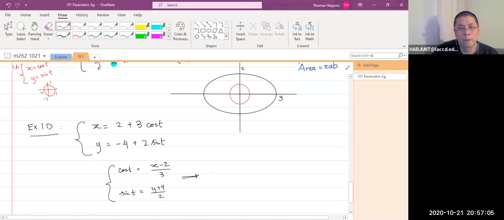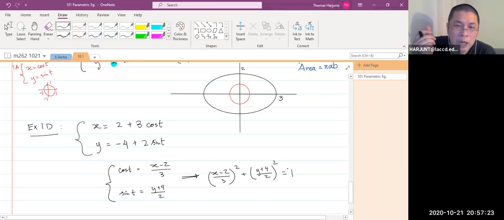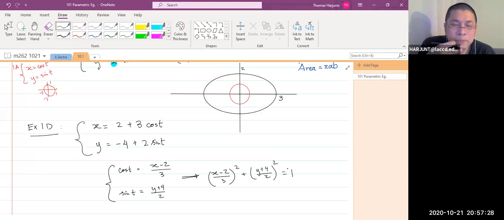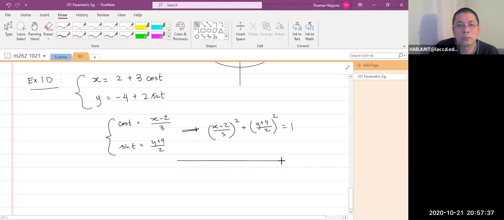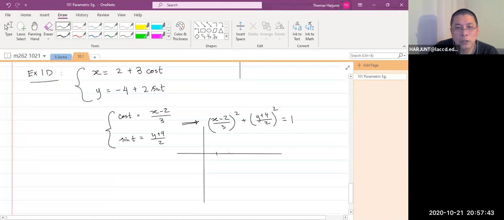So ((x minus 2) over 3) squared plus ((y plus 4) over 2) squared equals 1. That's the equation of the same ellipse, but translated 2 units to the right and 4 units up. 4 units down, I'm sorry. Two units to the right, 4 units down.